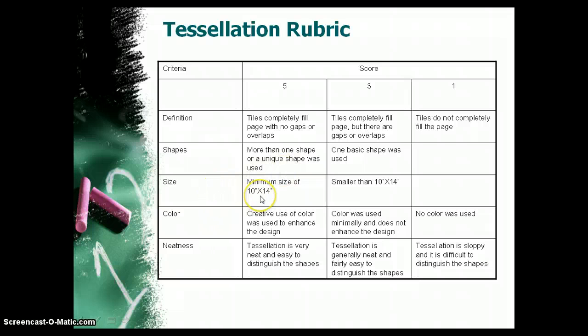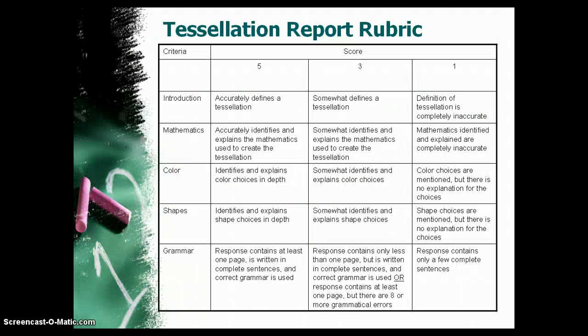Your minimum size must be 10 inches by 14 inches. Did you use creative color choices to enhance your design? And finally, were you neat in creating your tessellation? The tessellation itself will be worth a total of 25 points.